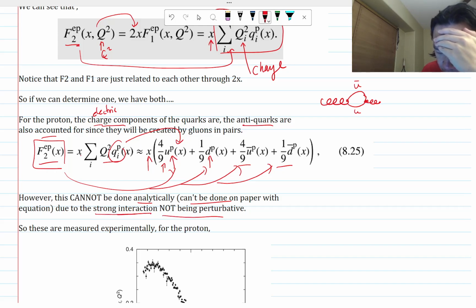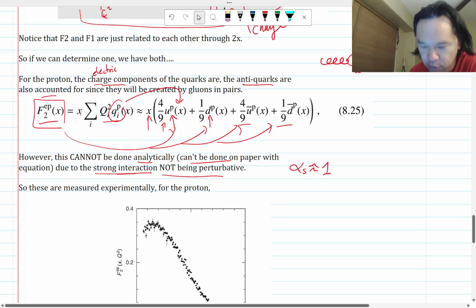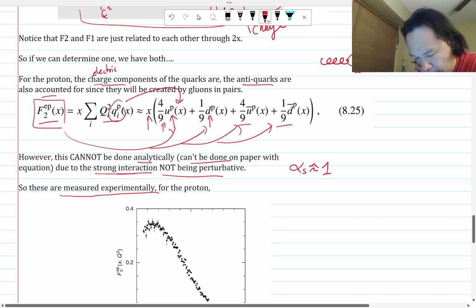So therefore it's non-perturbative, right? Remember, alpha strong is approximately 1. So therefore every term in the Feynman diagram actually matters, right? So not only the tree level diagram, which is proportional to alpha s squared, matters, but the 100th order diagram, which will be proportional to alpha s to the 200, that is still 1. So therefore, you actually have to account for this. So you actually have an infinite number of diagrams you have to calculate, which is not possible to do. So we have to make these measurements experimentally.